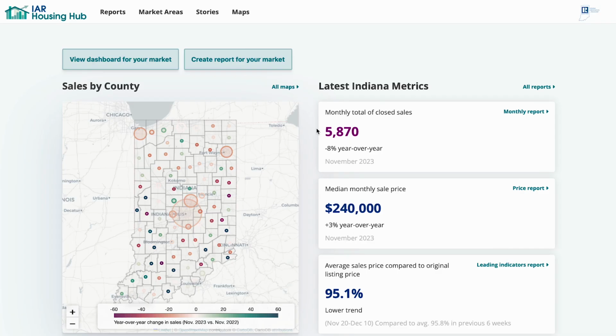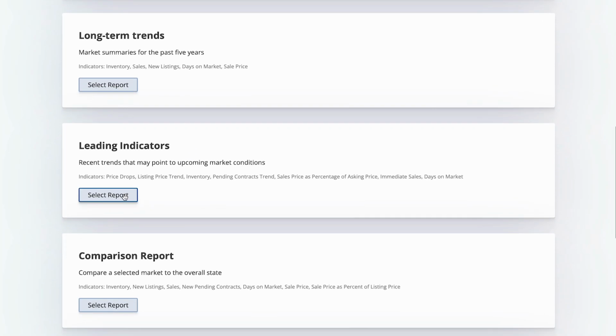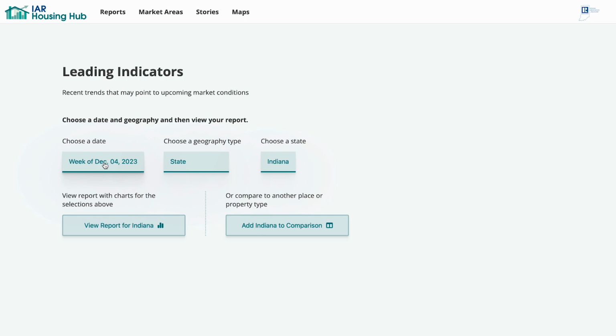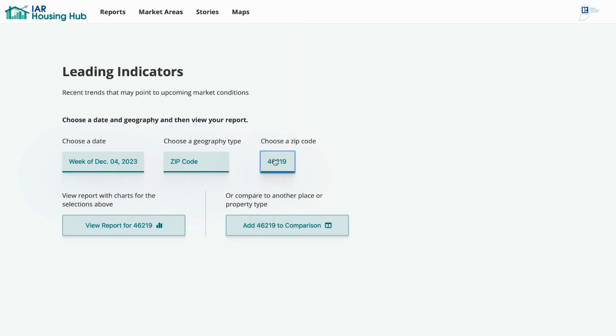Let's use the Housing Hub to build a slide deck to help sellers understand listing trends. The first thing we're going to do is create a leading indicators report for our market. So I'm going to scroll down to leading indicators. I want to leave it on this most recent week. And I'm working with a seller in 46219. So I'm going to view this report.